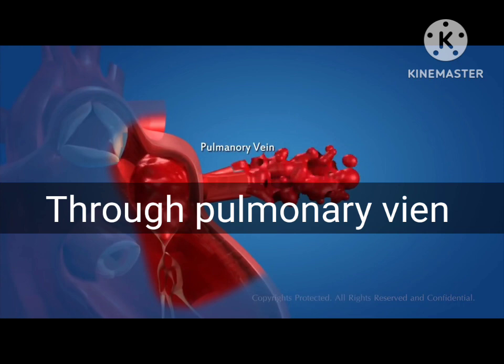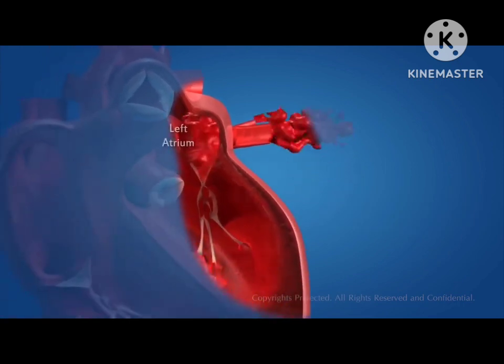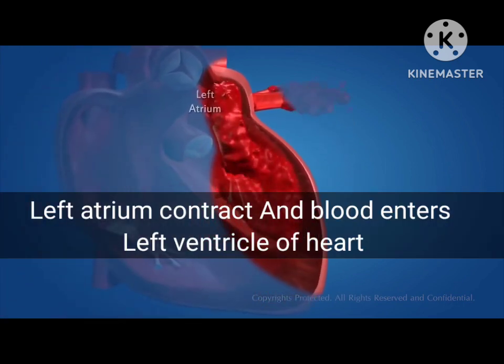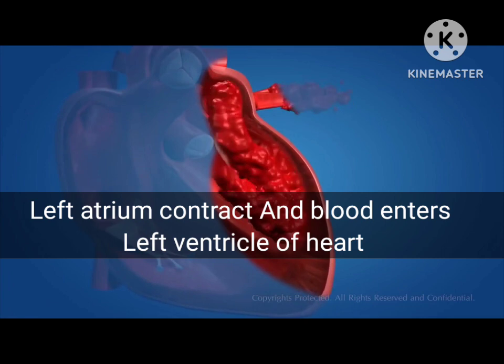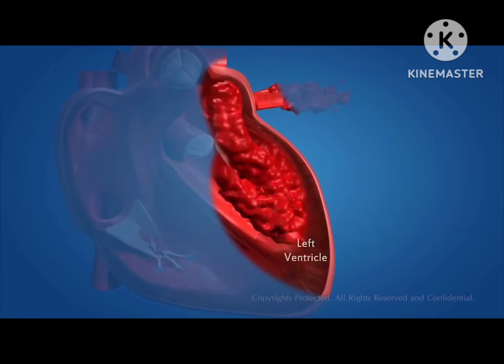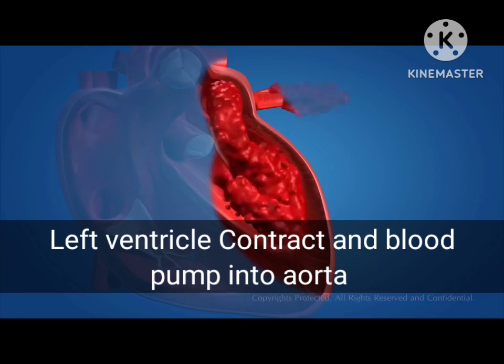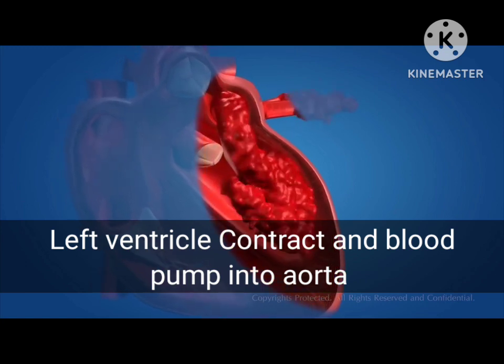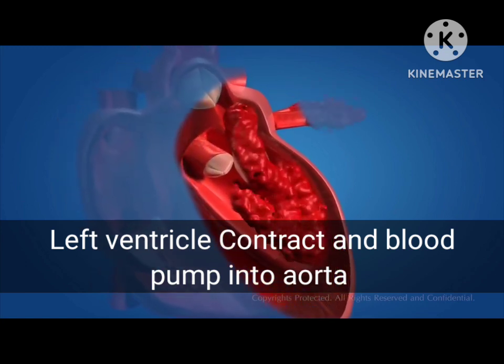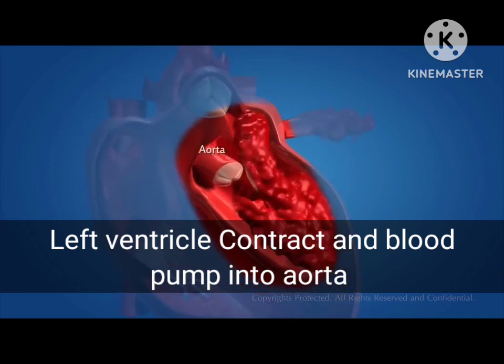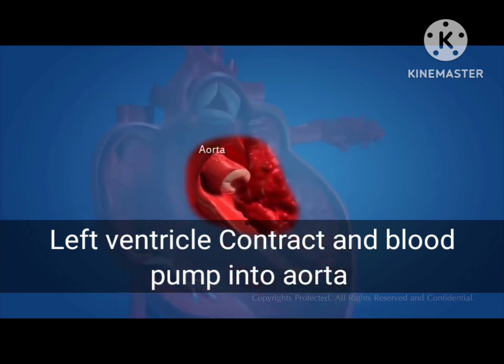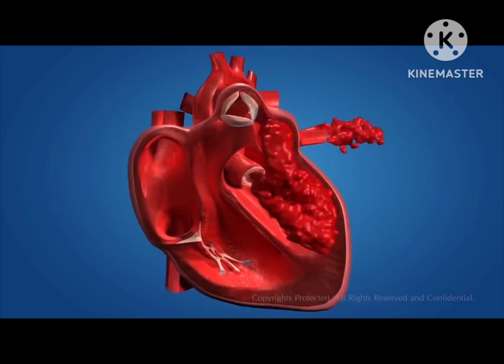The left atrium relaxes. This blood is pumped into the heart. When the left atrium contracts, the left ventricle relaxes simultaneously. The left atrium pushes the blood into the left ventricle through the one-way valve. When the left ventricle contracts, the blood is pumped into the aorta, which carries oxygenated blood to the different parts of the body, except the lungs.